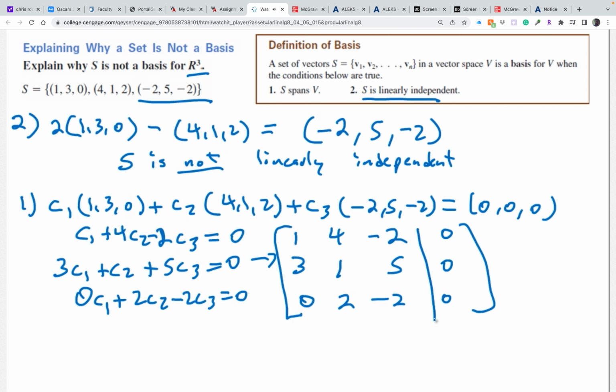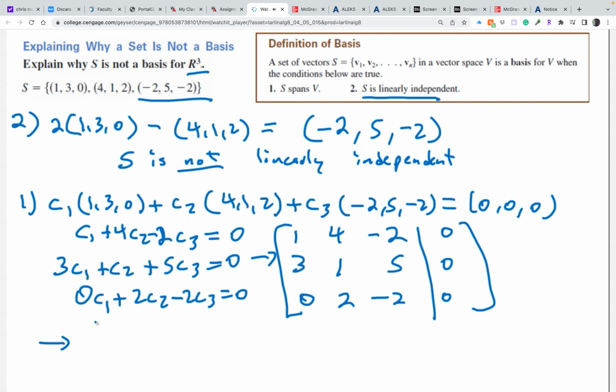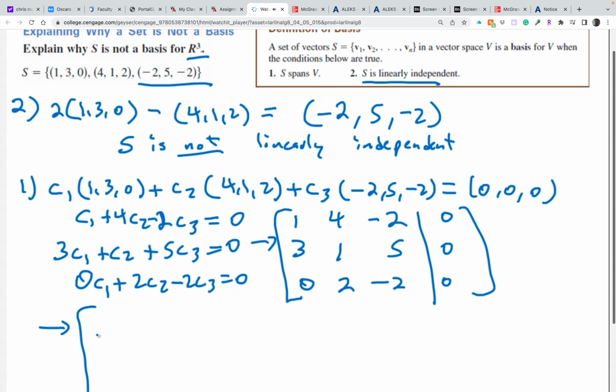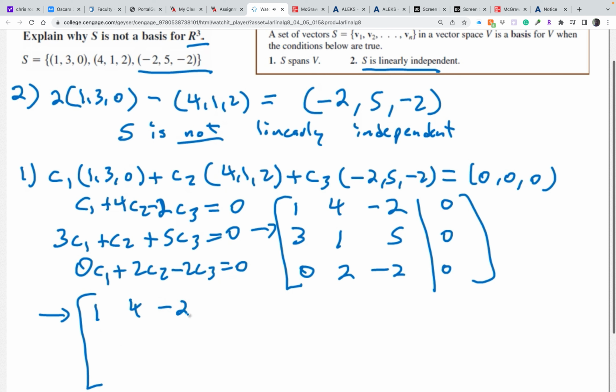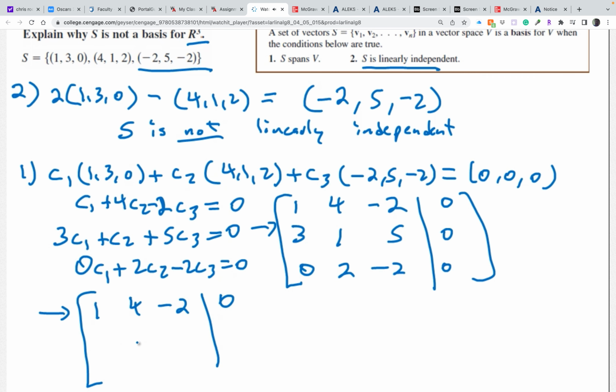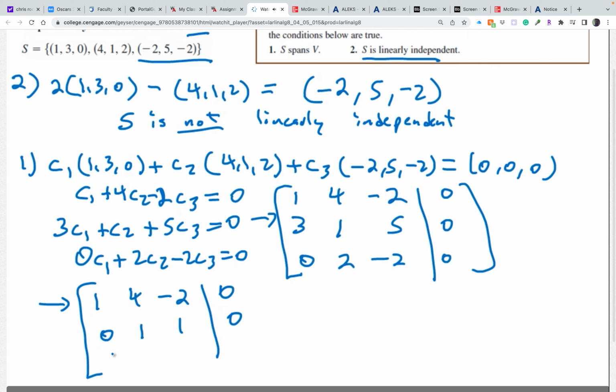And we'll put a line here to separate the right-hand side. And if we use Gauss-Jordan elimination, we'll get the following matrix. We'll get 1, 4, -2, and 0 in the first row, 0, 1, 1, and 0 in the second row, and 0, 0, 0, and 0 in the third row. So we can see from this matrix that we have no unique solution.